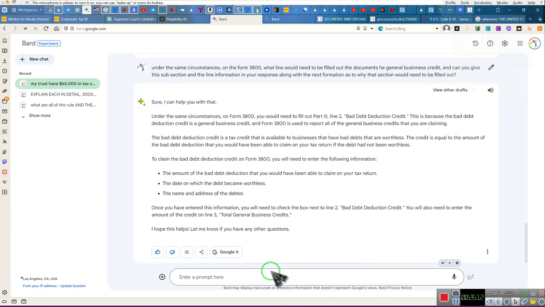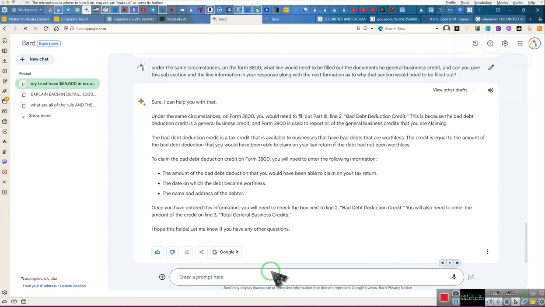Sure, I can help you with that. Under the same circumstances, on Form 3800, you would need to fill out Part 3, Line 2, Bad Debt Deduction Credit. This is because the Bad Debt Deduction Credit is a general business credit, and Form 3800 is used to report all of the general business credits that you are claiming.